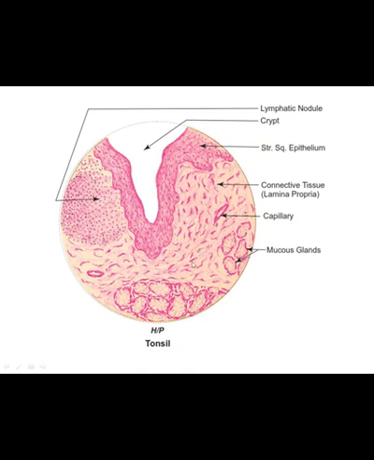Here is the high power picture of the tonsil. This is crypt of the Palatine tonsil. Epithelium stratified squamous non-keratinized. Along the side in the lamina propria we can see the lymphatic nodule. This is connective tissue in the lamina propria, and here are the mucous glands.